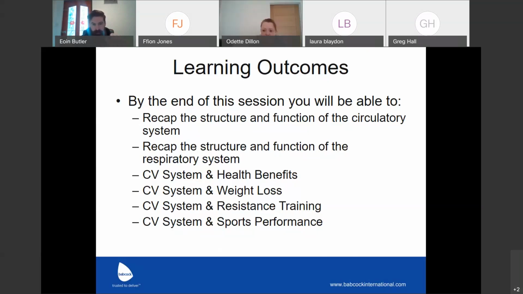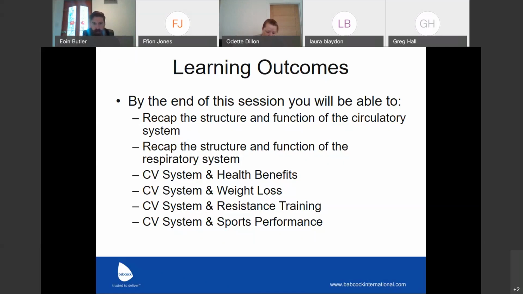We'll recap the structure and function of the respiratory system. And then we're going to look at those systems in relation to health benefits, weight loss, resistance training, and sports performance. So what I want you guys to do now is take your fitness instructor hat off and put on your personal trainer hat, because it's a lot different being a personal trainer than a fitness instructor. The fitness instructor side is about really basic things, how to use pieces of equipment and how to perform exercises correctly.